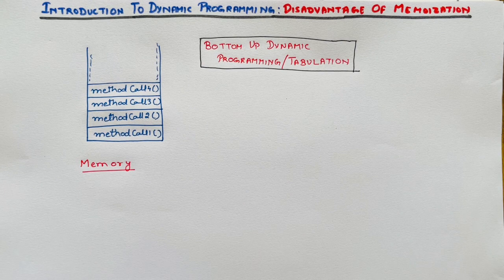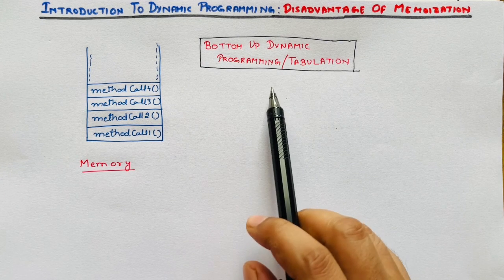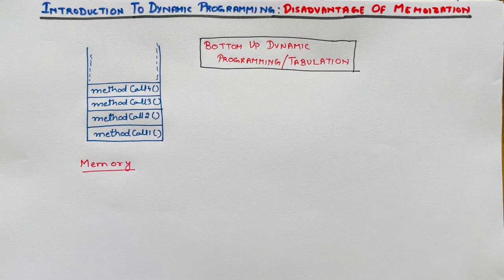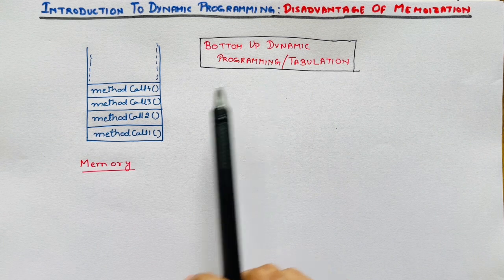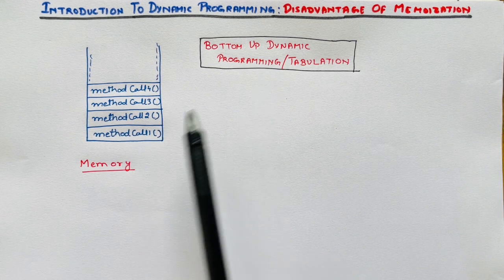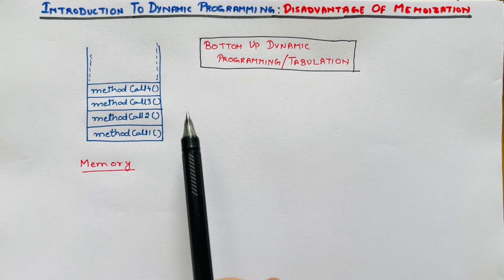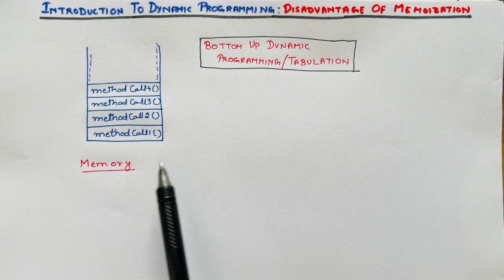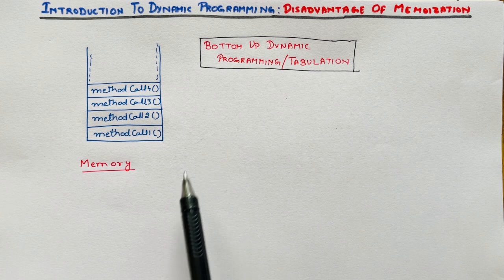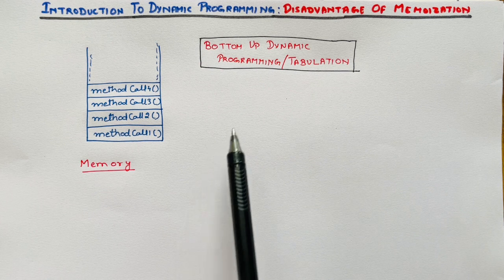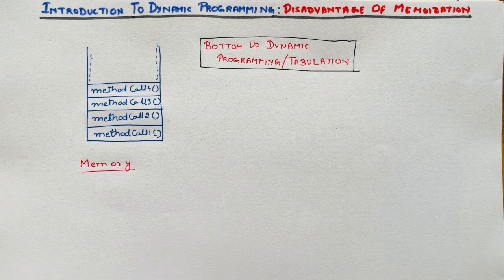Here comes the need of bottom-up dynamic programming, also known as tabulation. So how does this solve this problem? It does not use recursion at all. By avoiding recursion, the number of method calls is limited and hence the space consumed is limited. Now the question arises, if it is not using recursion, how is it solving our original problem?